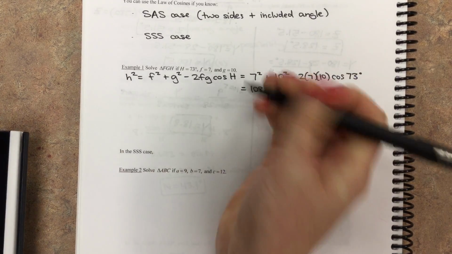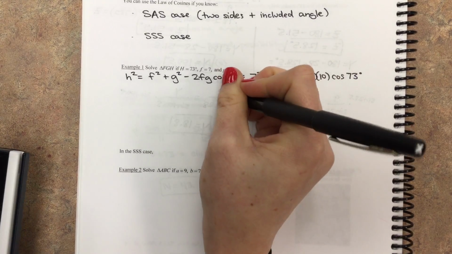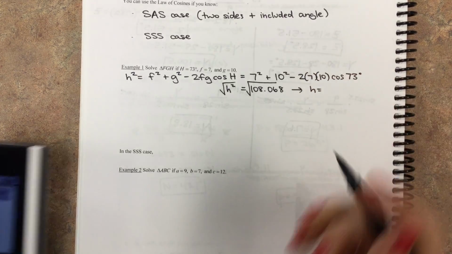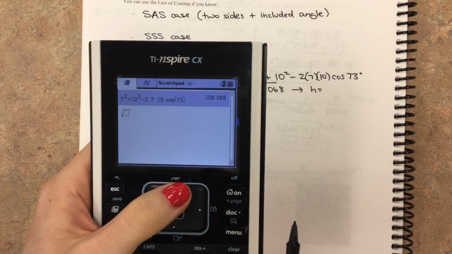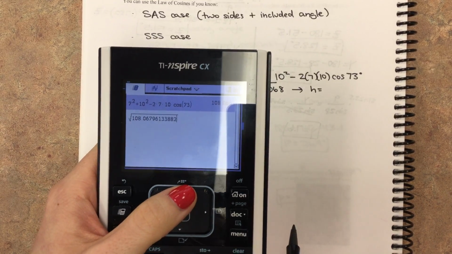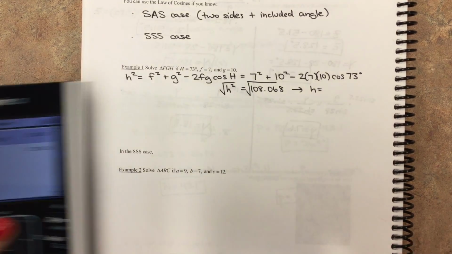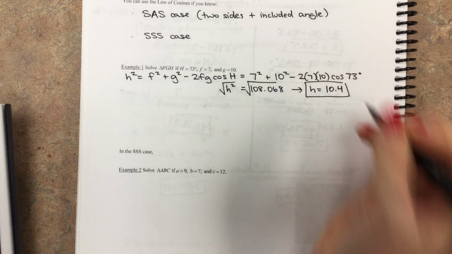Remember, what was originally on this side was an h squared. So in order to get h, we're going to square root both sides. So we get h equals. We can type in that square root button, and then let's just arrow up and paste that number in so we get a super exact answer. We get about 10.4. h equals 10.4. So that's our first missing piece.